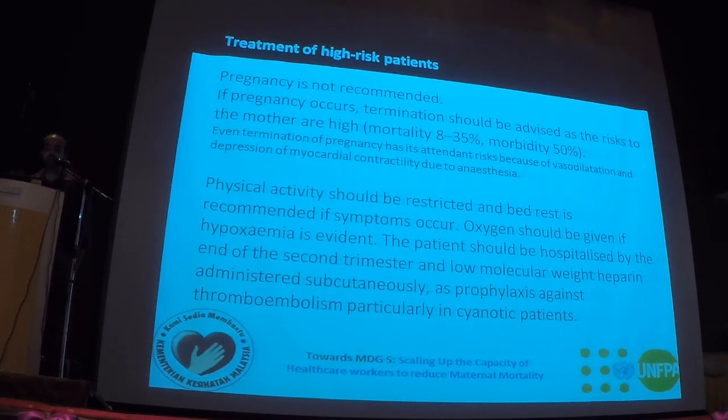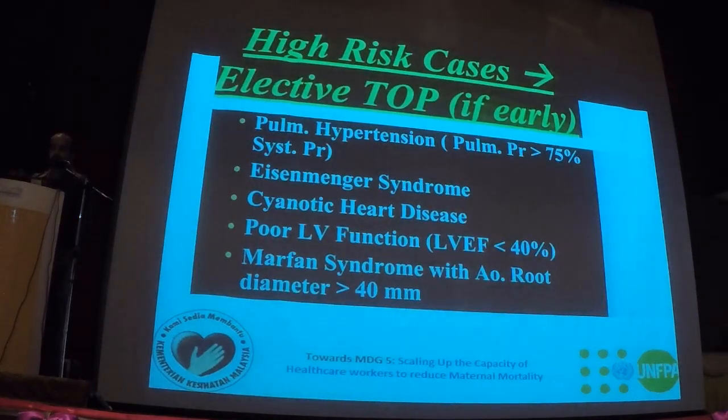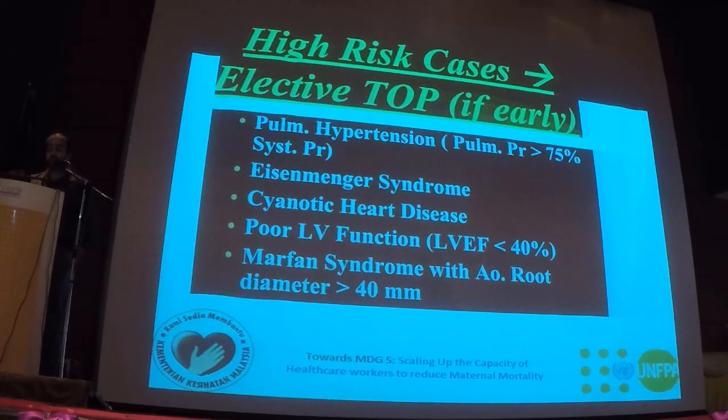Physical activity should be restricted. Bed rest is recommended if symptoms occur. Oxygen should be given if there is hypoxemia. The patient should be hospitalized by the end of the second trimester. Low molecular weight heparin should be started, and prophylaxis against thromboembolism, particularly in a cyanotic heart disease patient, should be commenced.